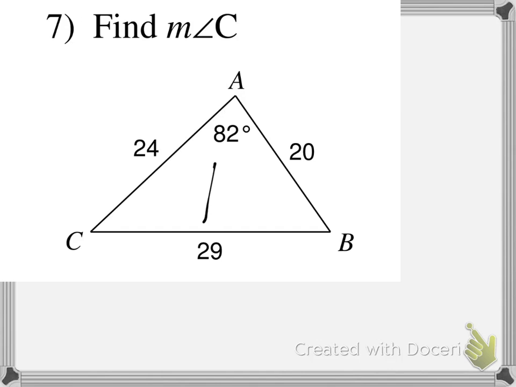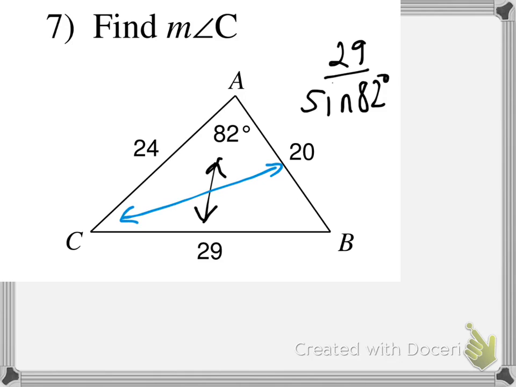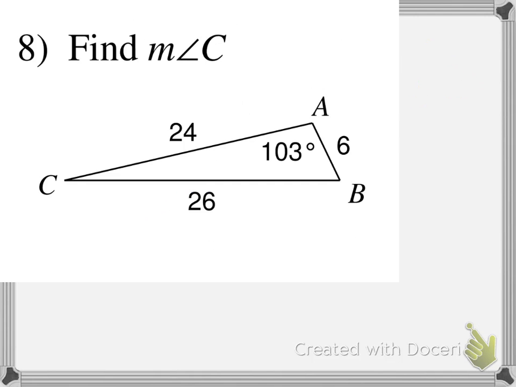Here we see 82 and 29. So we can begin that way if we want to. Just put the sine of 82. Make sure you answer the problem though, right? Angle C is opposite of 20. So that'll set equal to 20 over the sine of C. Make sure each time you do this, you only have one variable.